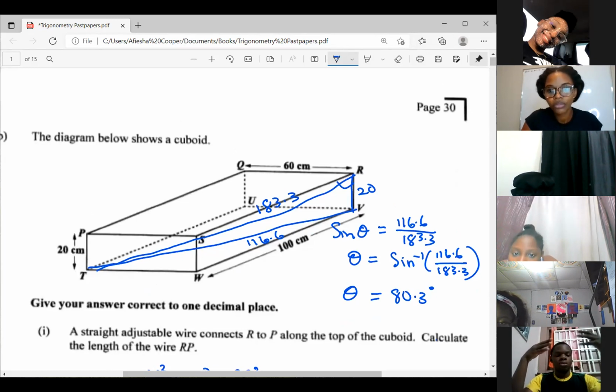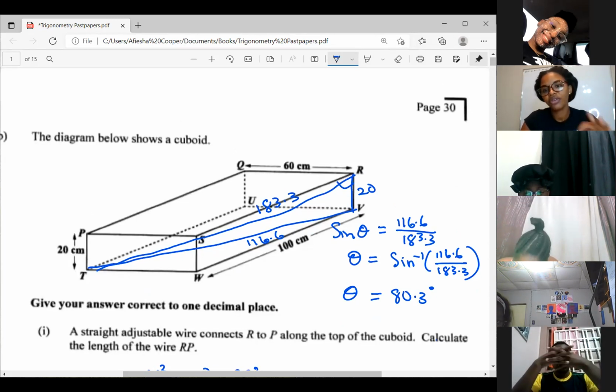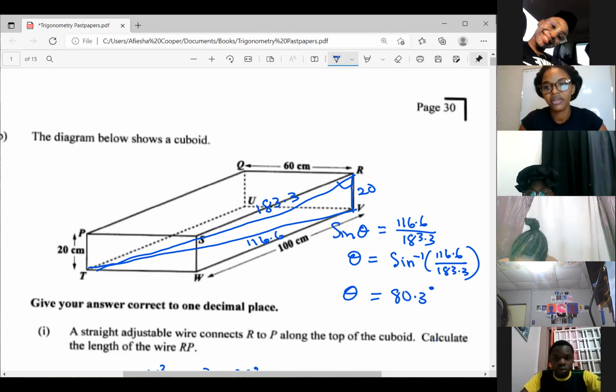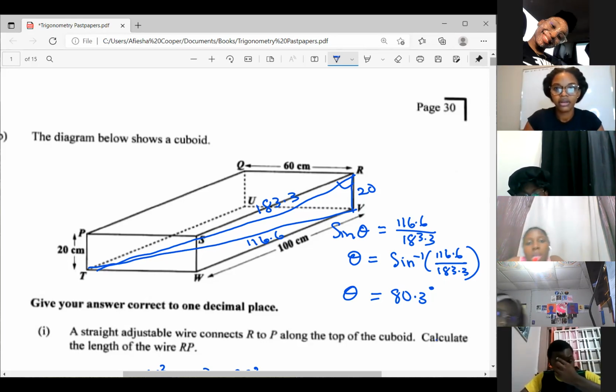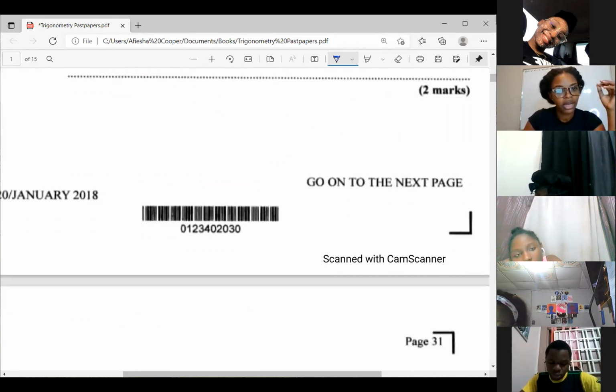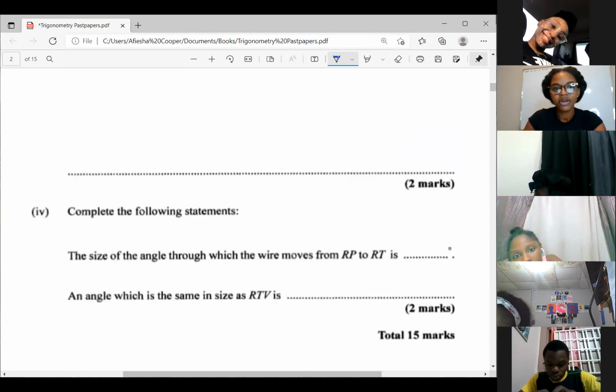Yes, I did it differently. We're getting the same answer. You could choose any of the two lines because remember you have three. So you can use cosine and you can use tangent, and you will get the same answer because you have the three lines. All right. So complete the following statements.